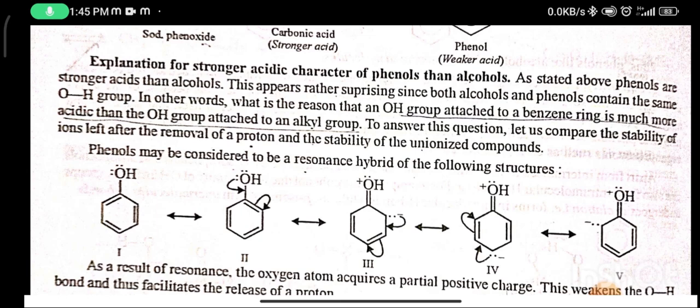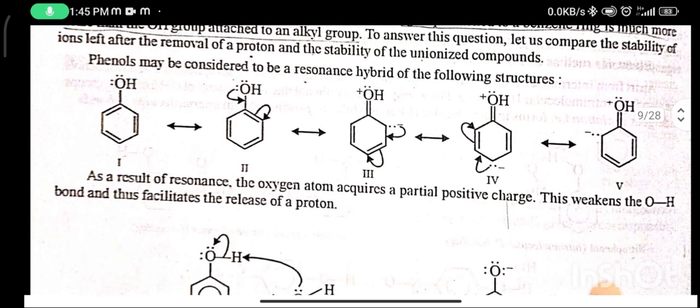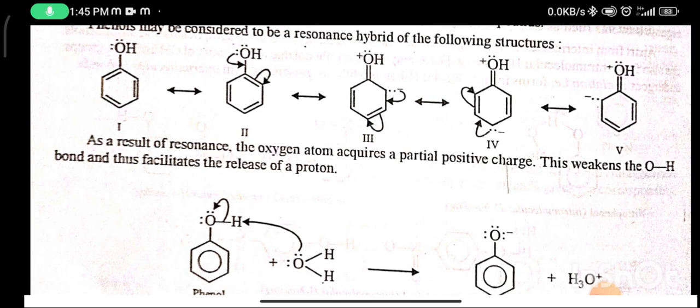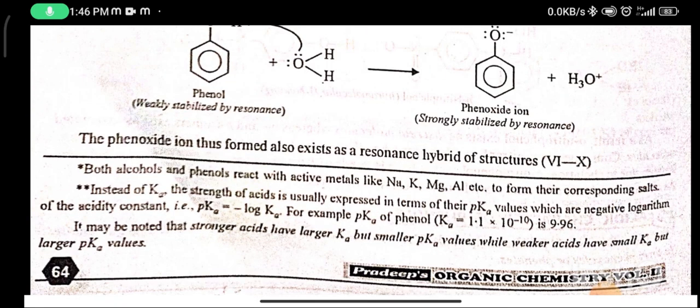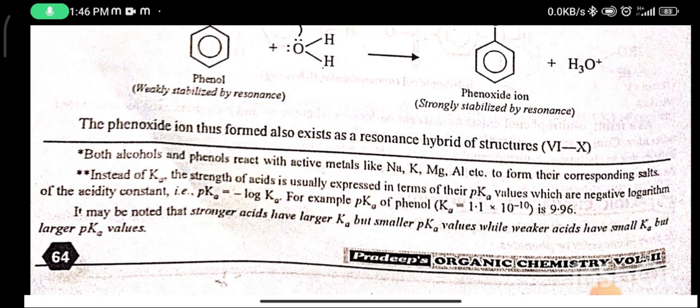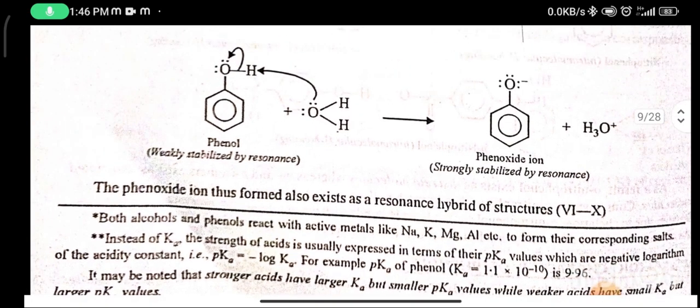Phenol may be considered to be a resonance hybrid of the following structures. As a result of resonance, the oxygen atom acquires a partial positive charge. This weakens the OH bond and thus facilitates the release of a proton. The phenoxide ion thus formed also exists as a resonance hybrid of structures 6 to 10.